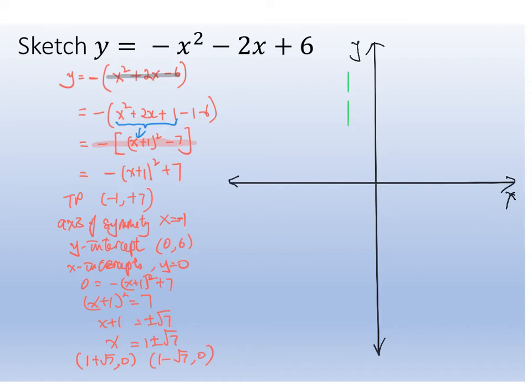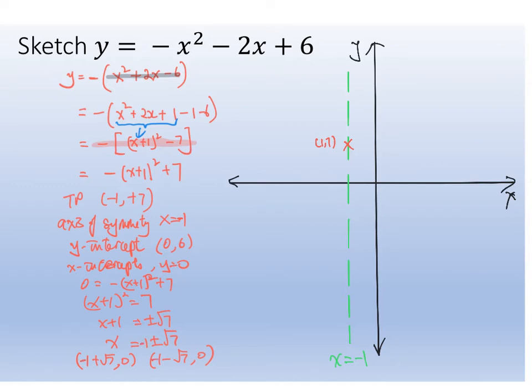I use a green color. x equals minus 1. Now, turning point is 1, 7, and 0, 6. And then we know that 1 minus square root of 7 is on the negative side of the parabola, and 1 plus square root of 7 is on the positive side of the parabola. Actually, my fault, it should have been minus 1. That should be minus 1.